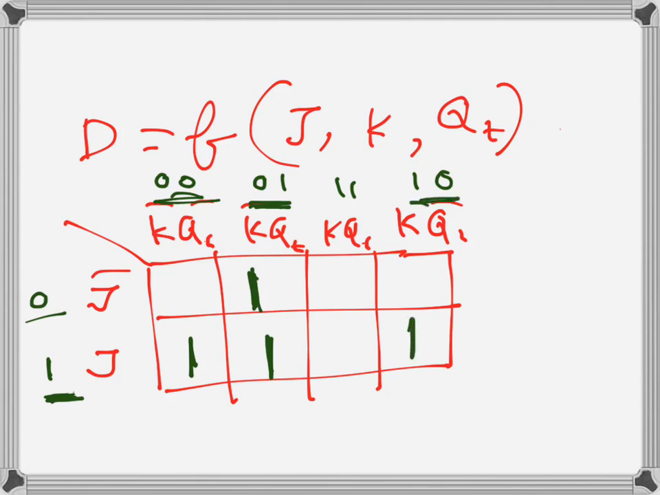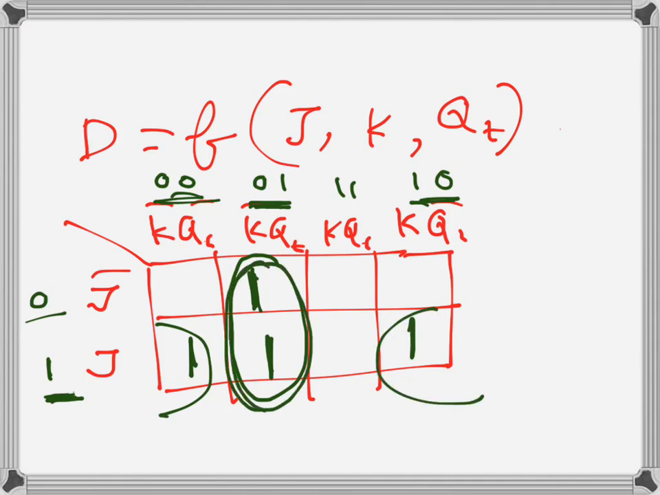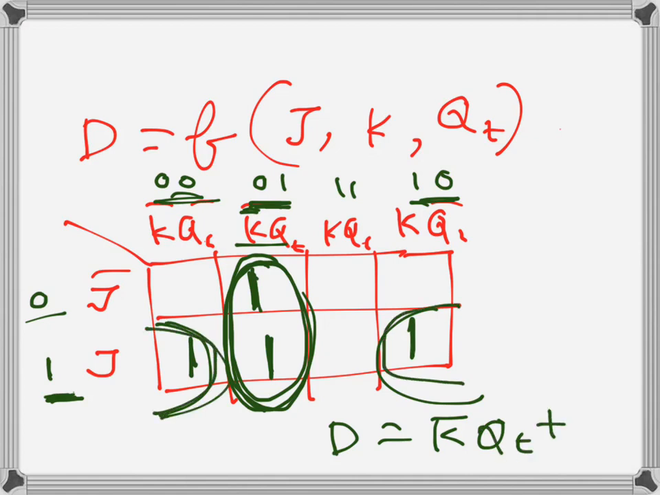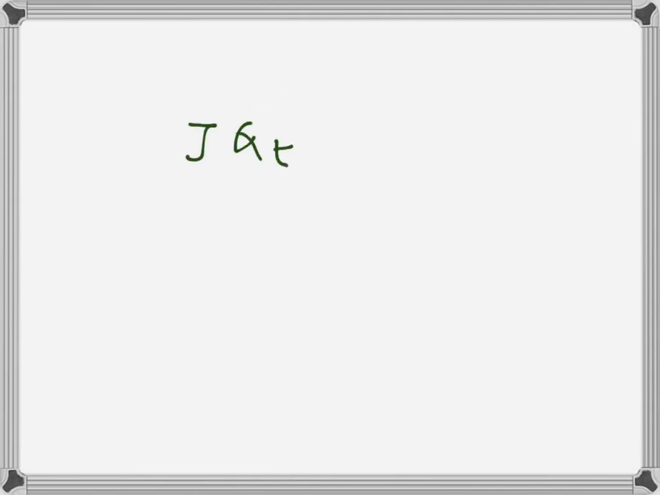So what we should do, we can form two groups. One is this one, another is this one. When I look at this group, the expression will be K bar Qt, sorry, that should be K bar here, K bar Qt. And this will be the other group, this one is J Qt bar. So we get J Qt bar plus K bar Qt as the input of the D flip-flop.